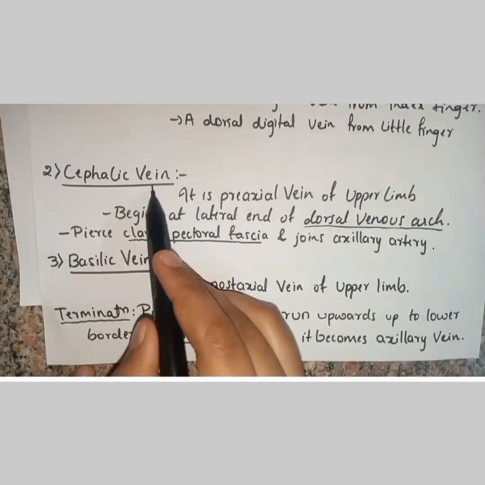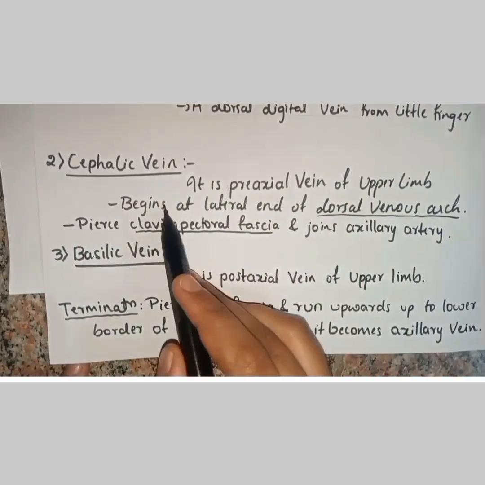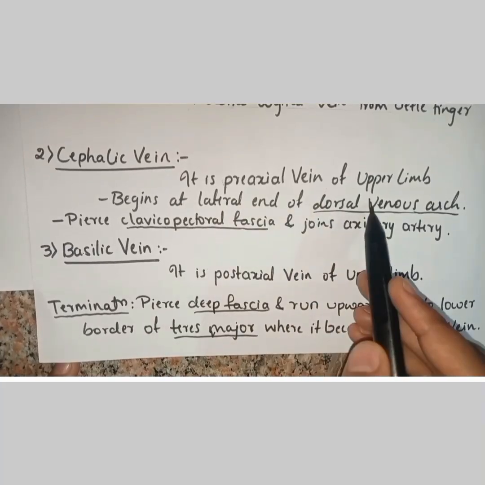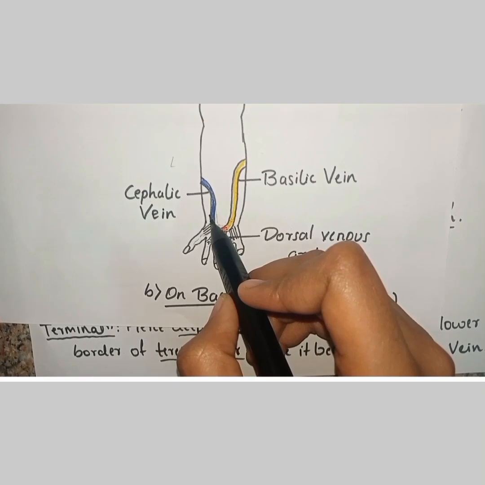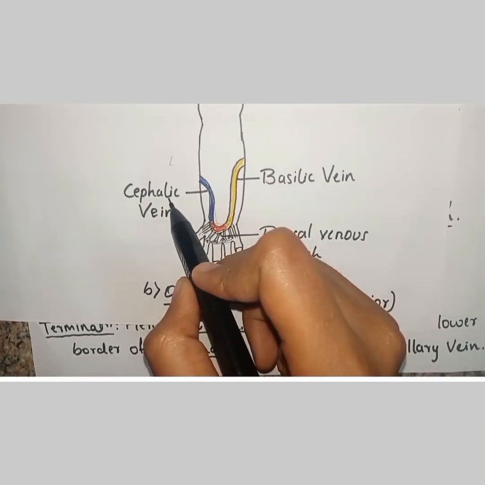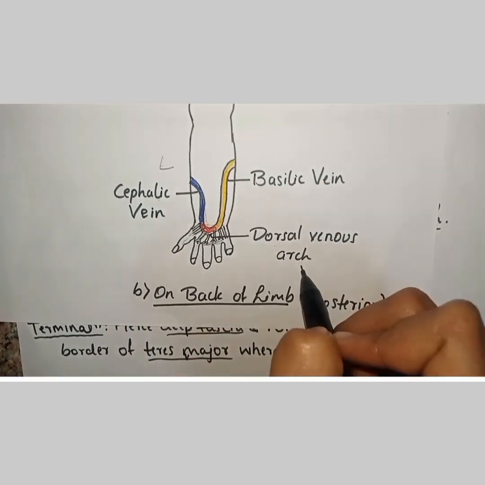Let's discuss the cephalic vein. It is a preaxial vein of the upper limb, beginning at the lateral end of the dorsal venous arch. As you can see, the blue color I have marked here is the cephalic vein, which arises from the lateral end of the dorsal venous arch.